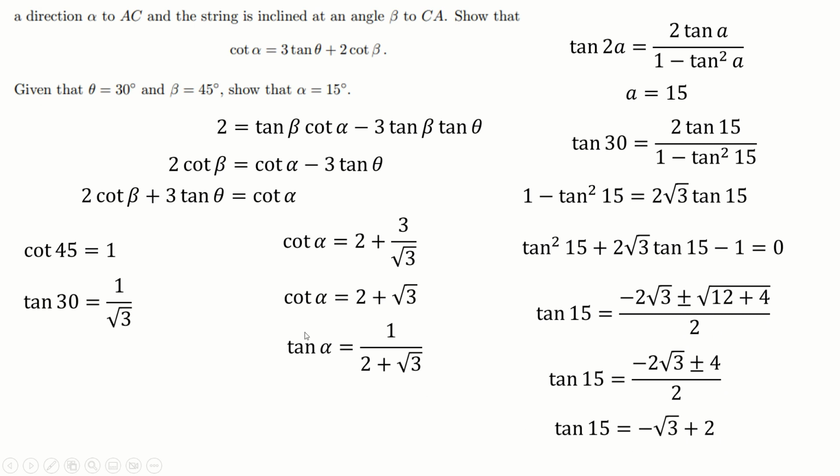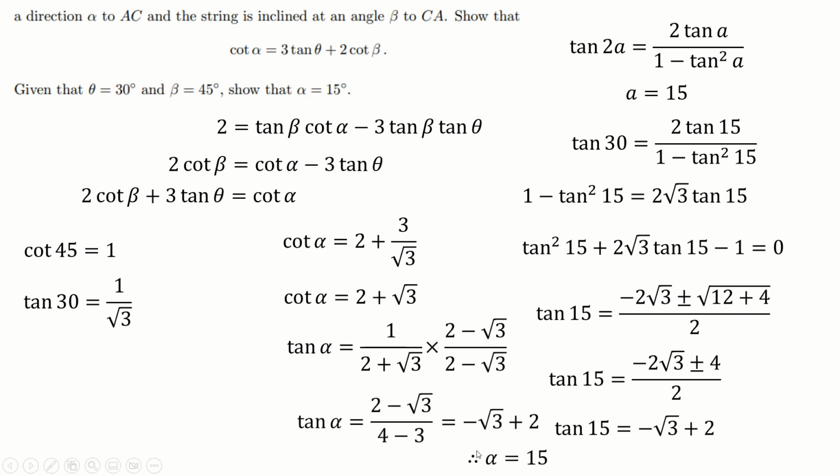which doesn't match what I was hoping alpha would make. Or does it? Because if you just rationalize this by timesing by 2 minus root 3, 2 times 2 is 4, minus 3 is 1, and then you get 2 minus root 3 over 1, which is what we had here. So therefore, alpha is 15. And this question is done.